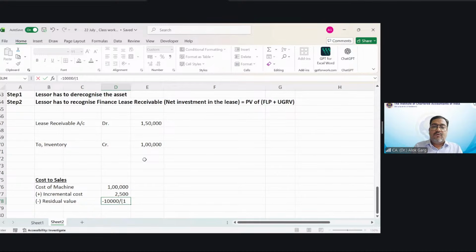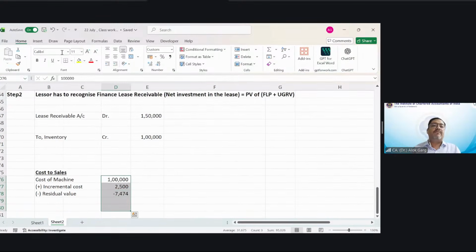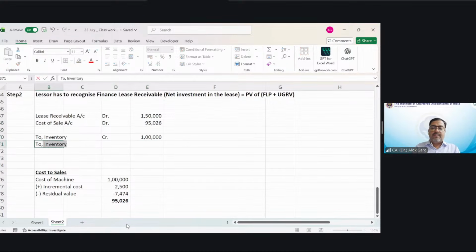10,000 divided by 1 plus 10.19% to the power 3. So it is coming as 7474, to be deducted. So this is my cost of sales, 95,030 rupees. All right, so cost of sales account debit 95,030 rupees, inventory credit, then bank credit. What is this? 2500. You are paying this right now. Okay, 2500. You have to pay this, which is 2500, right?